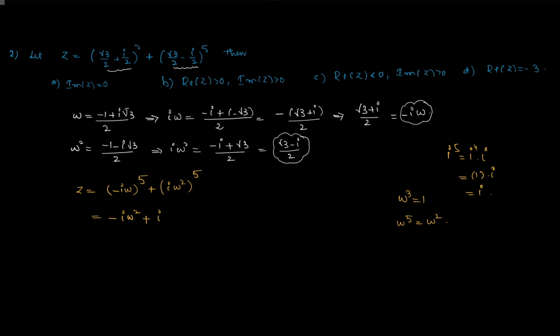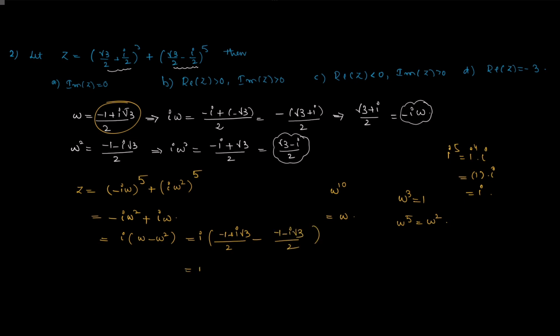Omega power 10. What is omega power 10 again? Omega power 10, we have to remove all the 3 multiples. 3 3s are 9 gone. So we get omega. So i into omega, which is nothing but if I take i common, I'll get omega minus omega square. So which is i into, what is omega value? Omega value here we have minus 1 plus i root 3 by 2 minus omega square, minus 1 minus i root 3 by 2.